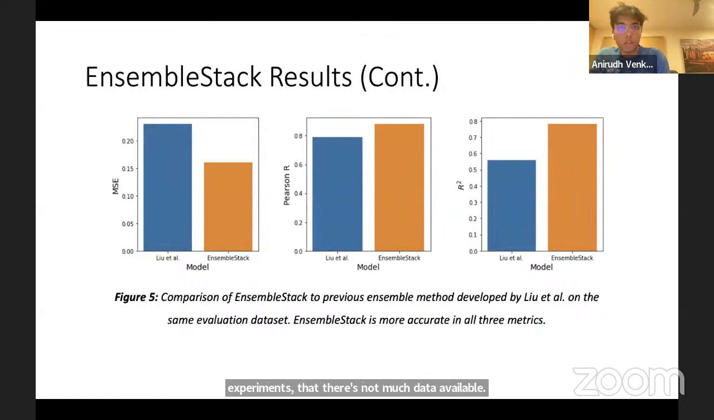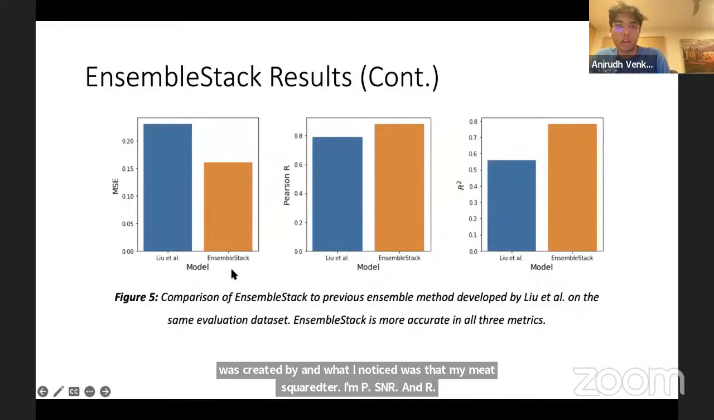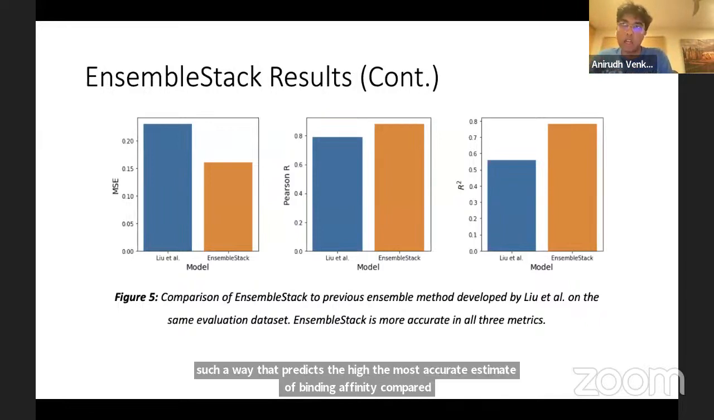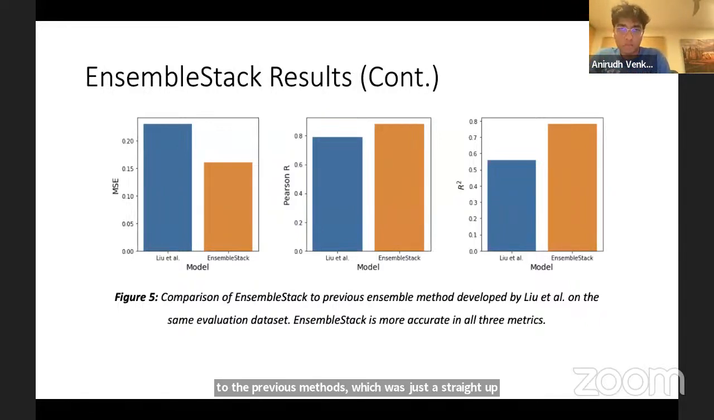Yeah, so moving on to the results. Basically, I compared the results of my model to the non-stacked model that was created by Liu et al. And what I noticed was that my mean squared error, Pearson R, and R squared were all more accurate. This is a case in point that the interpreter neural network is able to average each of the constituent neural networks in such a way that predicts the most accurate estimate of binding affinity compared to the previous methods, which was just a straight up average and a voting system. So it is more accurate on all three metrics. It's all tested on the same testing data as well.